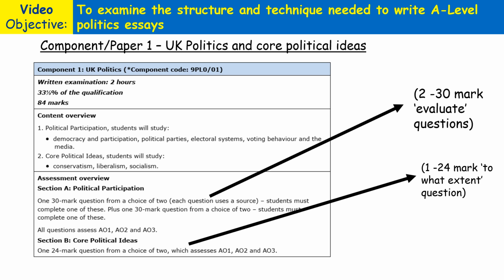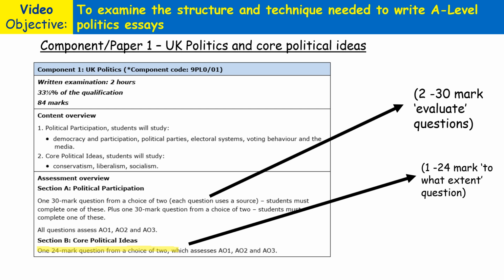Don't forget to read the question carefully and make sure you do just answer one of the first 2 questions and one of the second 2 questions. Don't answer 3 of the 4, or definitely don't answer 4 of the 4. Make sure you pick one of the 2 options that you have available, and those questions should take you 45 minutes to answer for each one. And then finally, you'll have a 24-mark question from a choice of 2. And this question, or these questions, will start with to what extent.